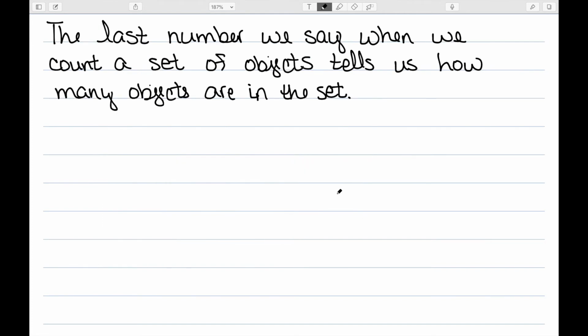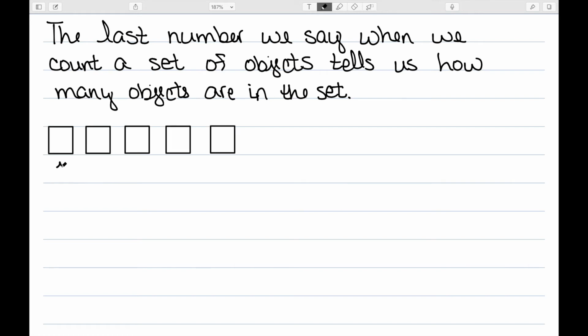The last number we say when we count a set of objects tells us how many objects are in the set. This is something that is going to seem extremely obvious, and it's something that as adults we usually take for granted. However, kids, when they are learning, this is a really hard concept for them. And it's something that they have to figure out.